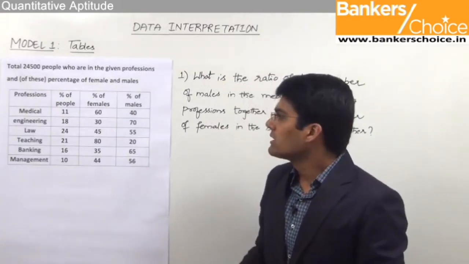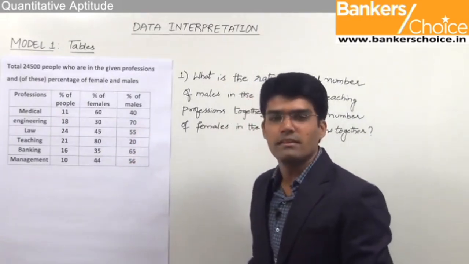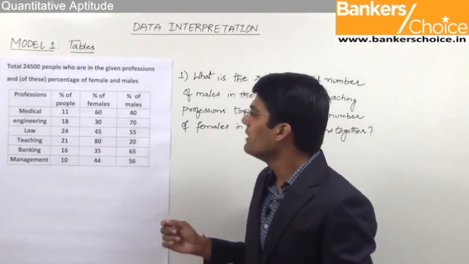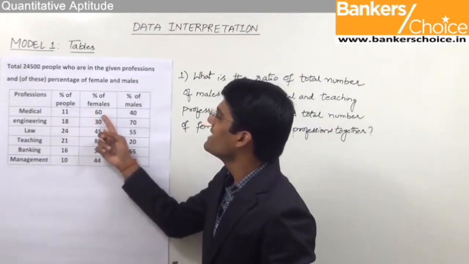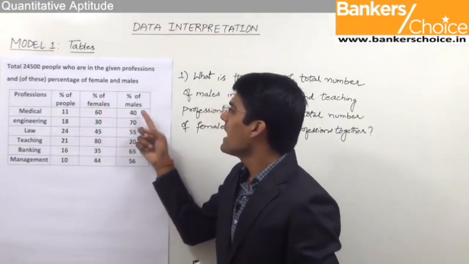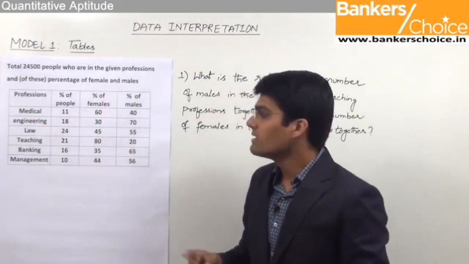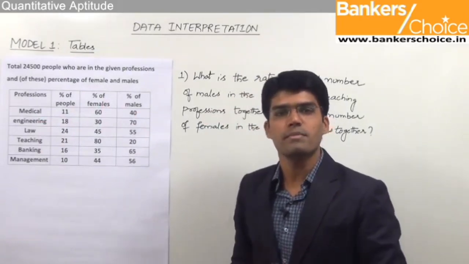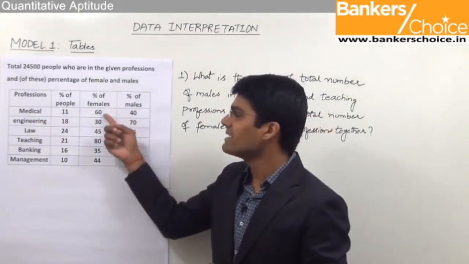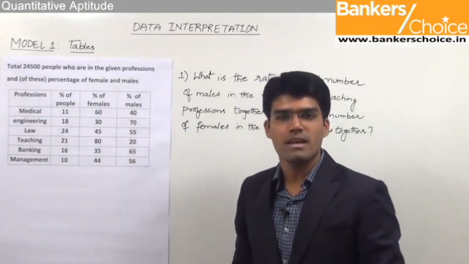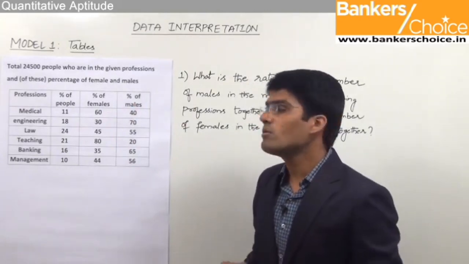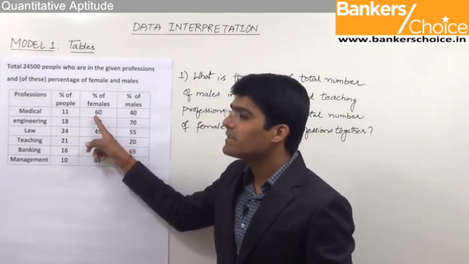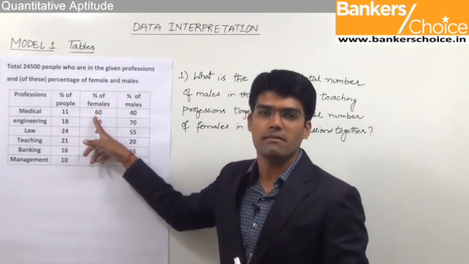Now the third and fourth column, as mentioned here, show percentage of females and percentage of males. For example, for the medical profession, 60% are females and 40% are males. 60 plus 40, as you can see, total here is 100. So out of 100% people in the medical profession, 60% are females and 40% are males. So if we have to find out the number of females in the medical profession, we take it as 60% of the number of people in the medical profession.